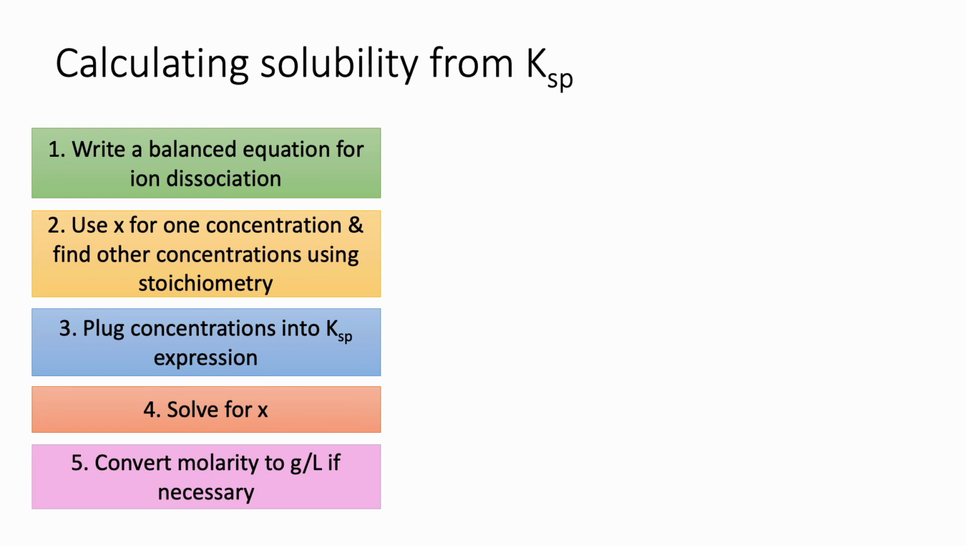Then we're going to use X for one concentration and find the other concentrations using stoichiometry. Once we have those concentrations in terms of X, we'll plug them into the KSP expression, solve for X, and that will give us our molar solubility. If we are supposed to be calculating the solubility in grams per liter, we may have to do a conversion at the end to get it.